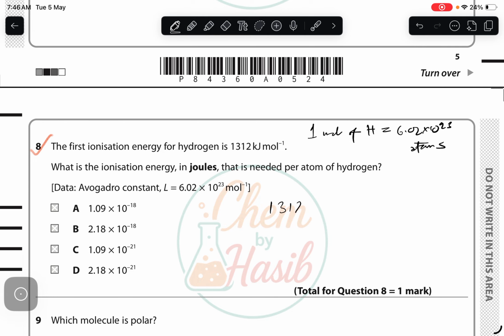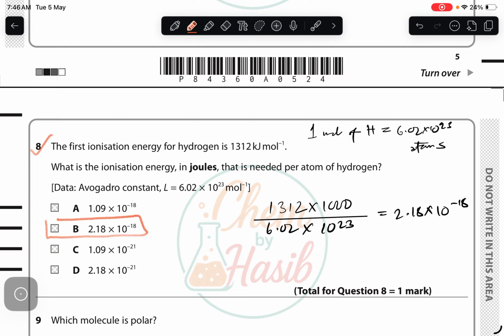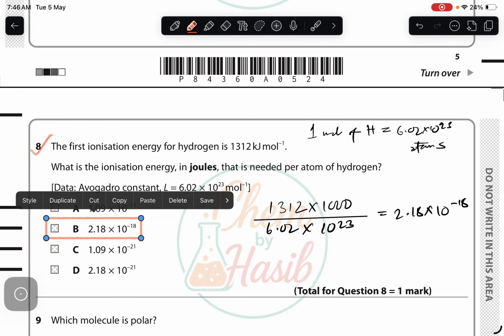So the energy is 1312. You have to multiply it by 1000 because you need to give the answer in joules, because this energy is in kilojoules, right? You divide this by the number of hydrogen atoms, which is 6.02 into 10 to the power 23. If you calculate this, the answer comes out to be 2.18 into 10 to the power minus 18. So the answer to question number 8 is B. B is the final answer.